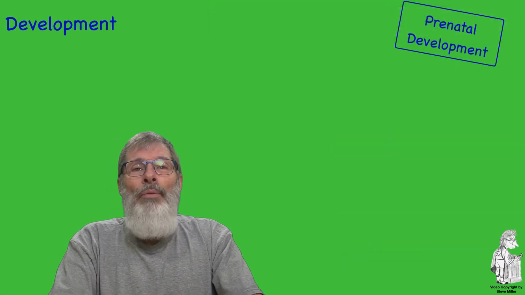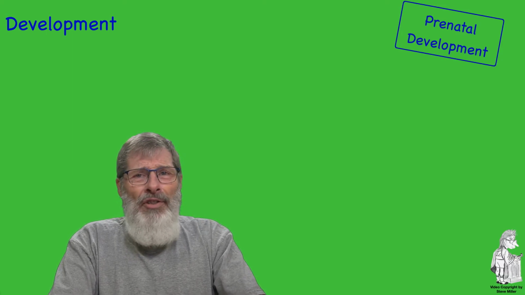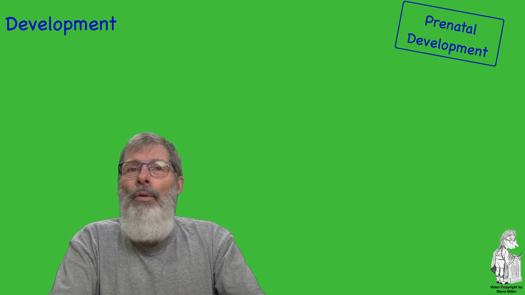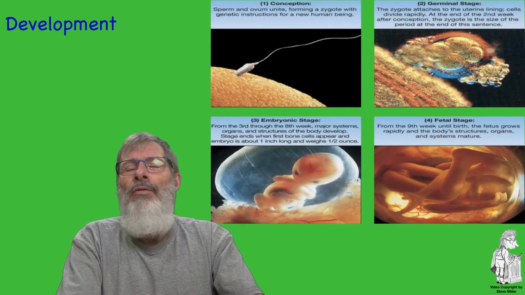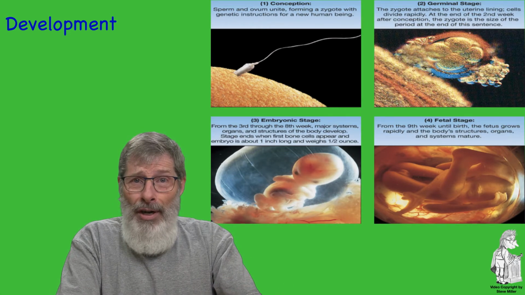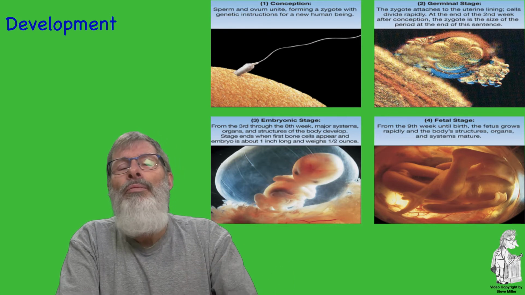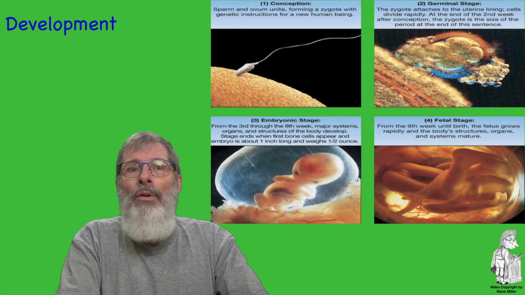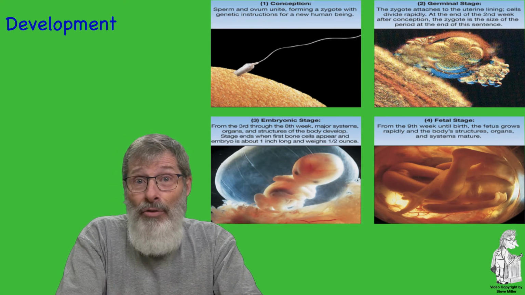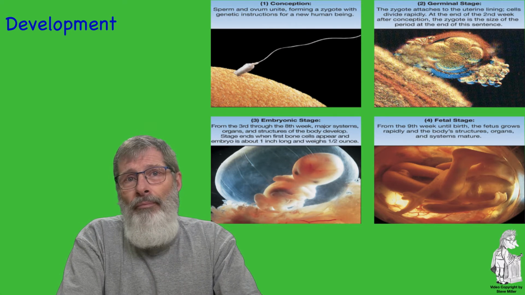Now we're going to start with prenatal development, and development from conception to birth. Now there are 3 stages of prenatal development: the zygote, the embryonic, and the fetal. The zygote is the union of sperm and egg. The germinal stage is the period from conception to implantation on the uterine wall.